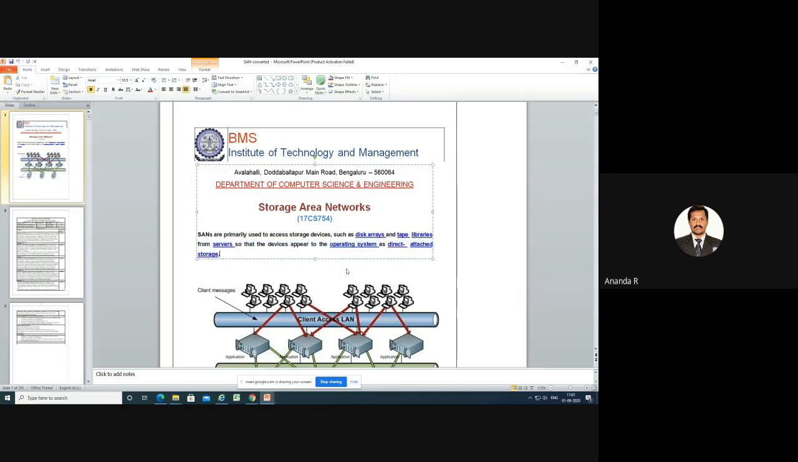So as you can see here, this is the main aim or main intention of the storage area network. The storage is there, then area is there, and we have this network also. Direct attached storage: to the operating system, we are directly attaching all the storage devices. That is the main intention of storage area network.